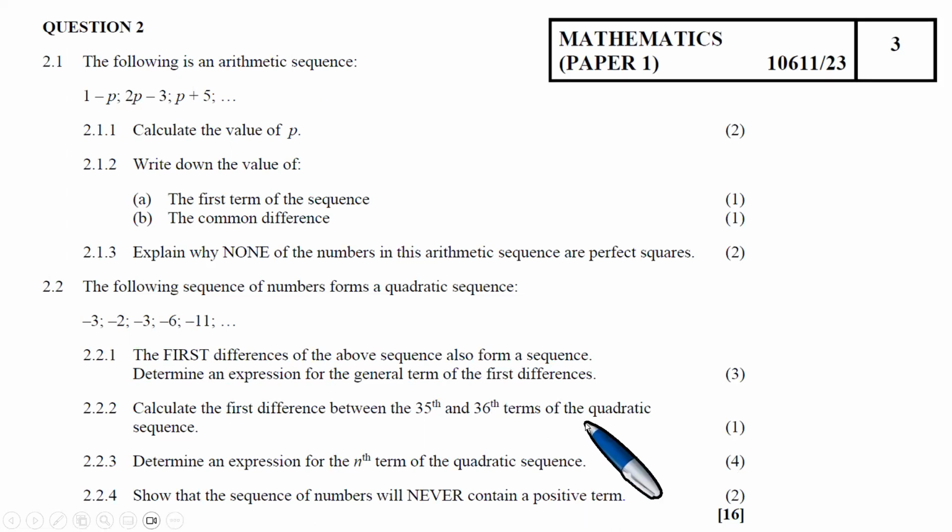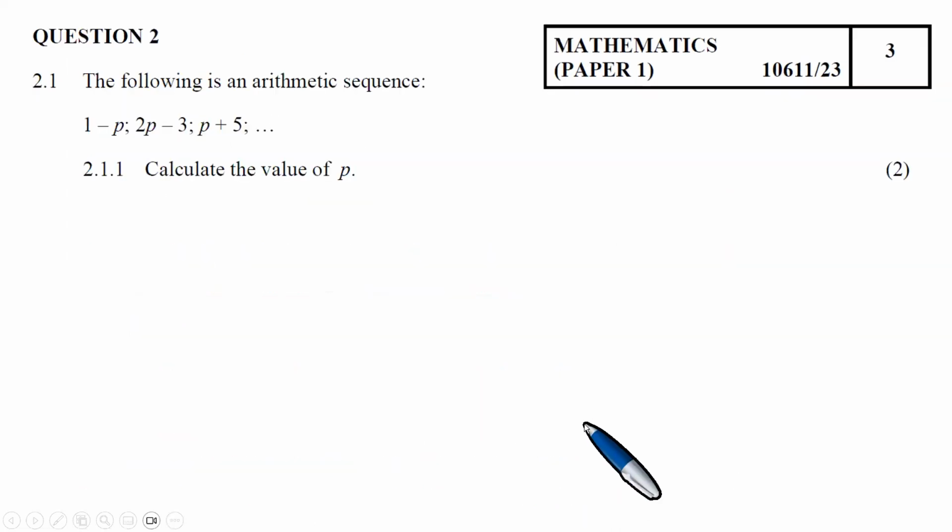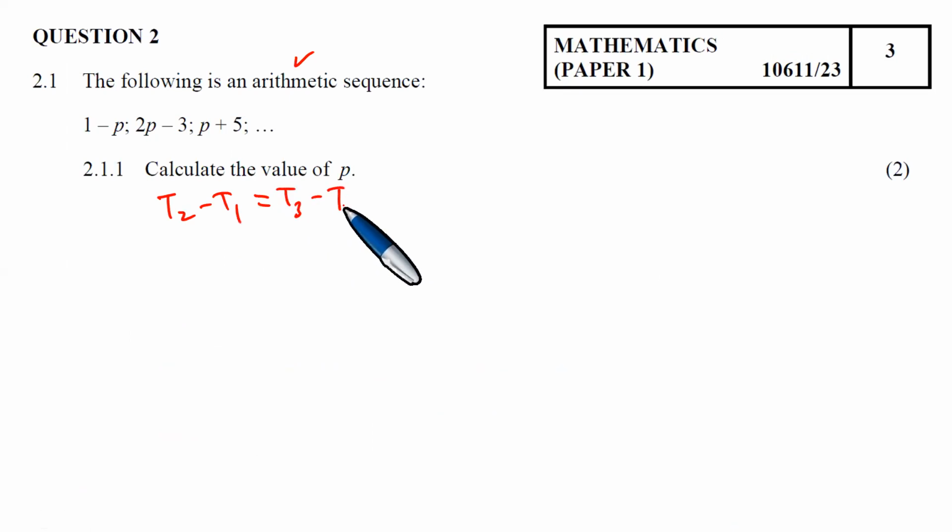Now let's look at the first question. The following is an arithmetic sequence, and it's given in that form. Calculate the value of p. If they say it is arithmetic, you must immediately note that term 2 minus term 1 is equal to term 3 minus term 2, and these give a common difference.